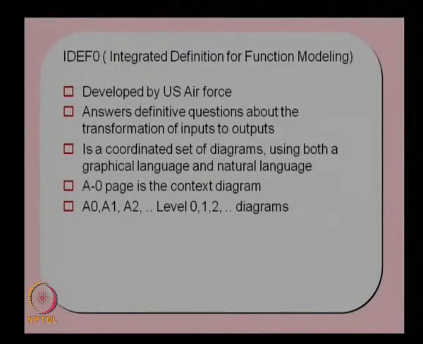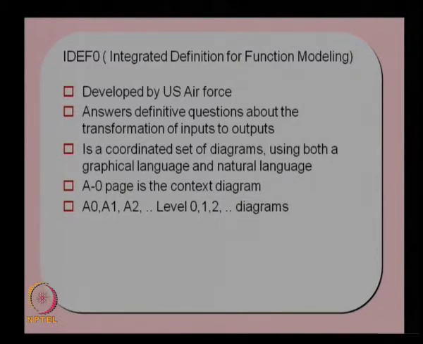Basically this method is known as Integrated Definition for Function Modeling, or in short IDEF0. The 0 was added because it is the first initial chart, that is why it is known as IDEF0. This was developed by the US Air Force in order to develop some of the aircraft systems or defense systems and to identify the functions needed.